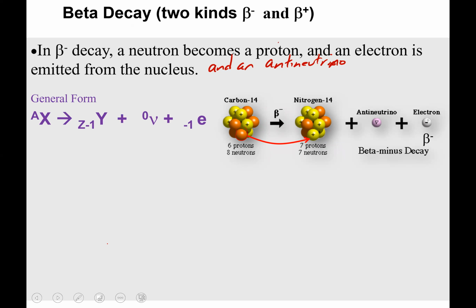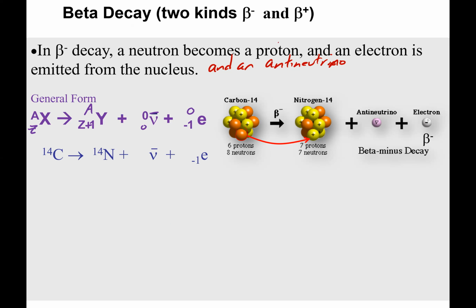If we have X, and we start out with Z, then the nucleon number stays the same. By the way, the electron has a nucleon number of 0. And the antineutrino has no charge and a nucleon number of 0. So notice everything is balanced here. Excuse me, this is not right. This is Z plus 1 up here, because Z plus 1 minus 1 has to equal Z.